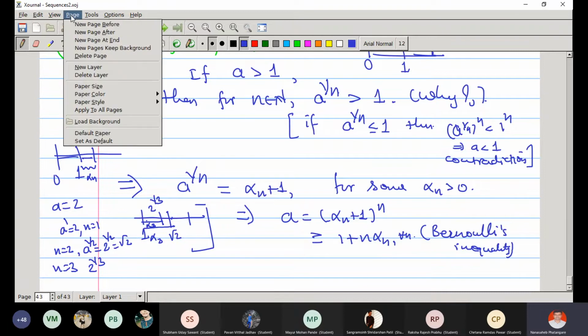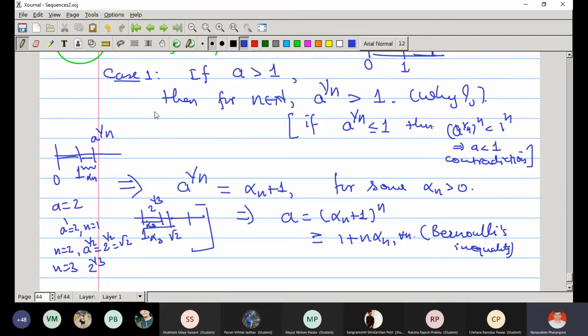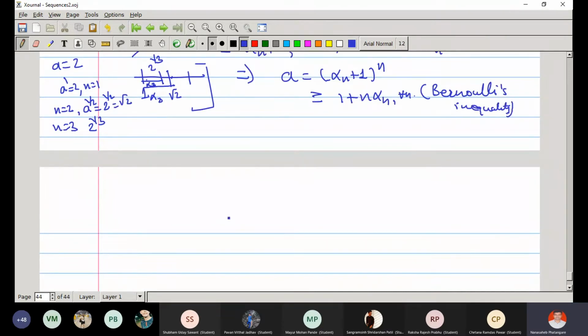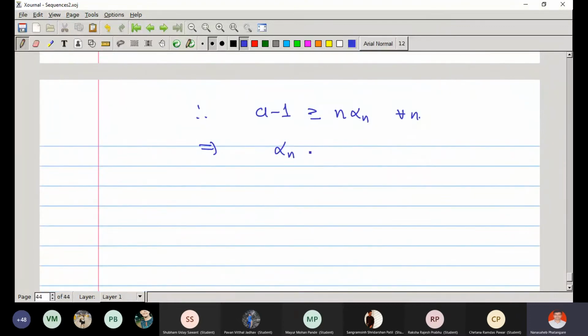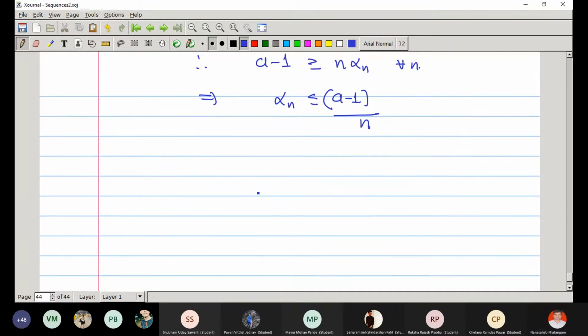Further, therefore, a minus 1 is greater or equal to n times alpha n for all n. That means alpha n, let me mention here, alpha n is a positive quantity. So alpha n is less than or equal to a minus 1 upon n, right? So alpha n is less than or equal to a minus 1 upon n.